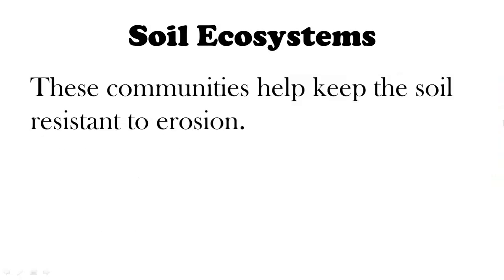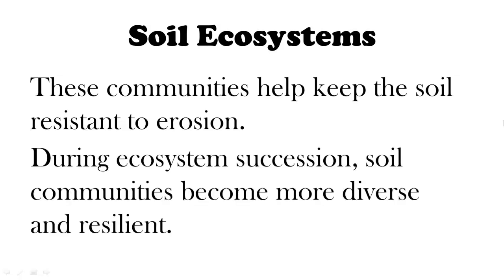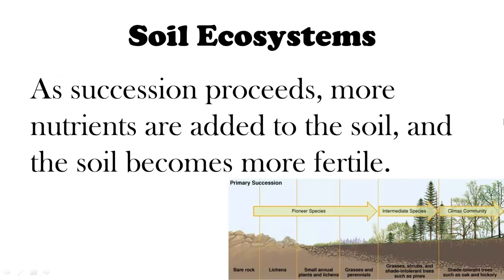These communities also help keep the soil resistant to erosion. The roots of plants and trees that grow on the surface of soils grow down through the layers of the soil and tend to hold it together. Remember that fertile soils require significant time to develop, and we call this process succession. In ecological succession, soil communities become more diverse and resilient. So the amount and type of organisms, the biodiversity of an ecosystem, increases as time passes and ecological succession continues. Also, as ecological succession proceeds, more nutrients are added to the soil and the soil becomes more fertile.